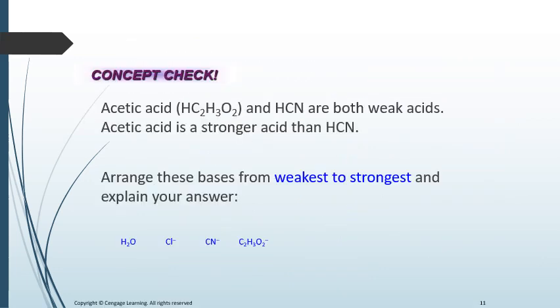So let's finish this off with just a quick concept check. Take a moment, pause the video, and see if you can arrange all of these bases from the weakest to the strongest and be able to explain your answer. It tells you in the problem acetic acid and hydrocyanic acid are both weak acids. Acetic acid is stronger than the hydrocyanic acid. So take a moment to pause it and then come back and you can look at the explanation.